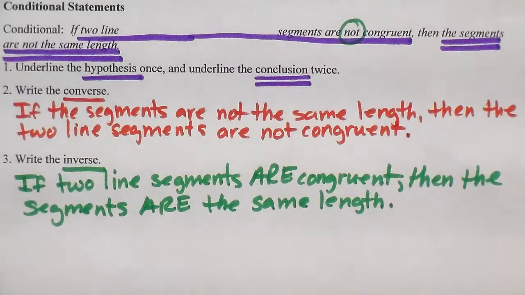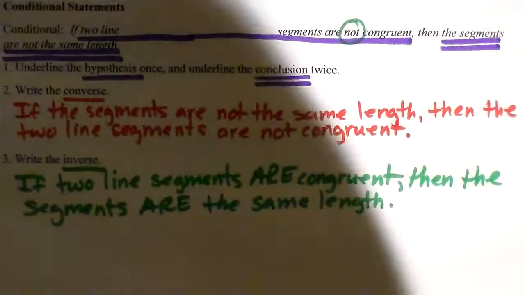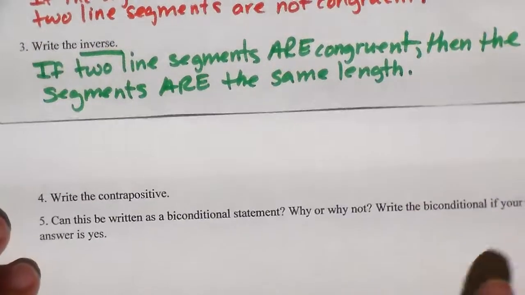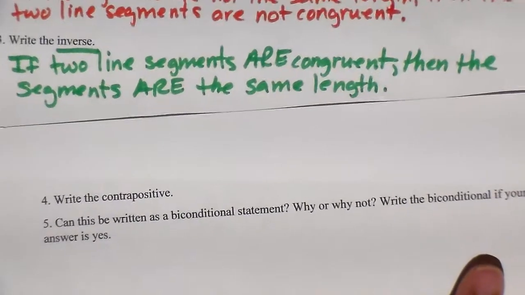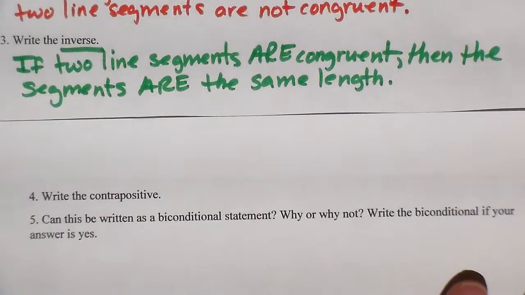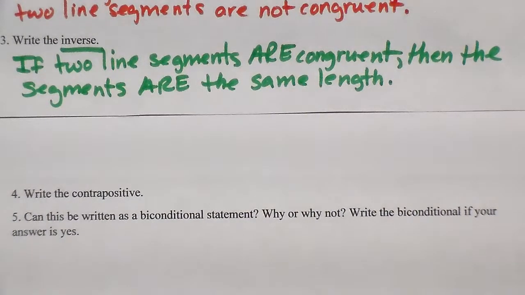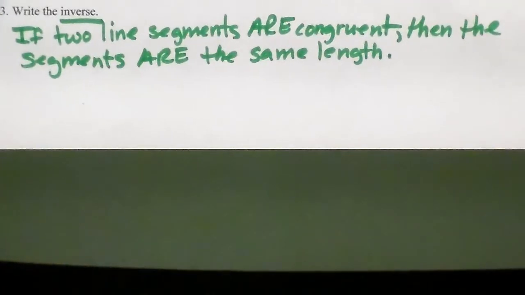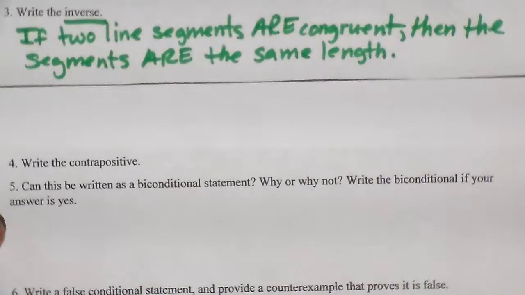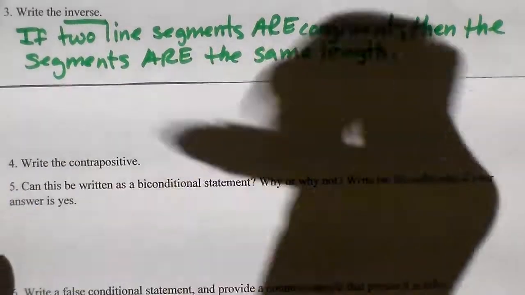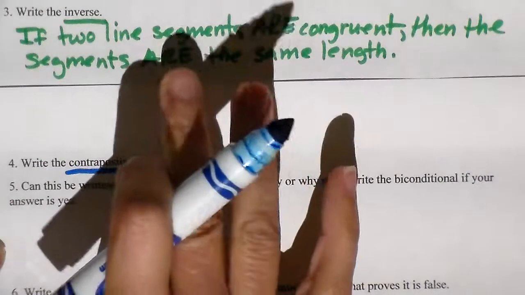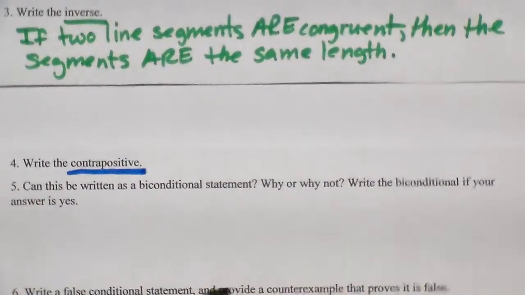Hold on, Baba. So now we're going to write the contrapositive. I'm going to try to move this up and keep this all on the same page because it's on the second page. The contrapositive, guys, is the converse of the inverse. You have to do two things to it. So you're going to converse it and you're going to inverse it. For the contrapositive, I'm going to take the inverse that I've already written and I'm going to converse it.